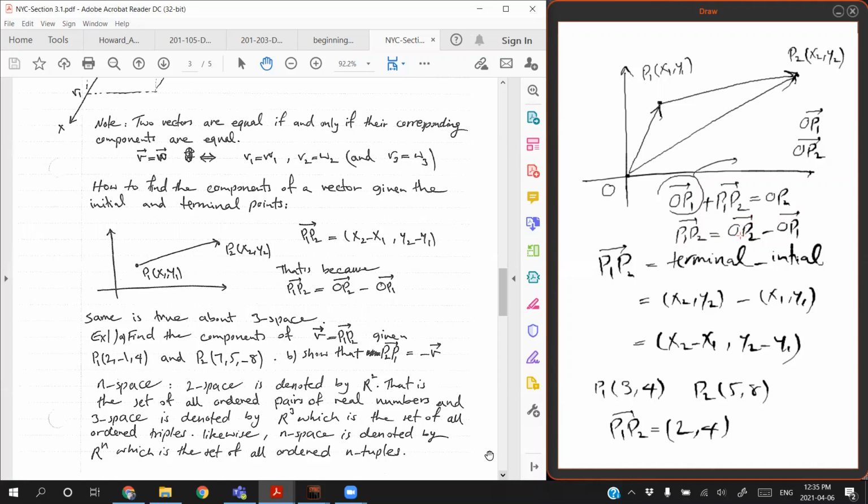which is the components of OP2 are the same as the coordinates of the point P2, and the components of the vector OP1, that's the same as the coordinates of the point P1, because these two vectors are in standard position. So that's why in order to get P1, P2, you just need to do terminal, which is P2, minus initial, which is P1. Make sense?